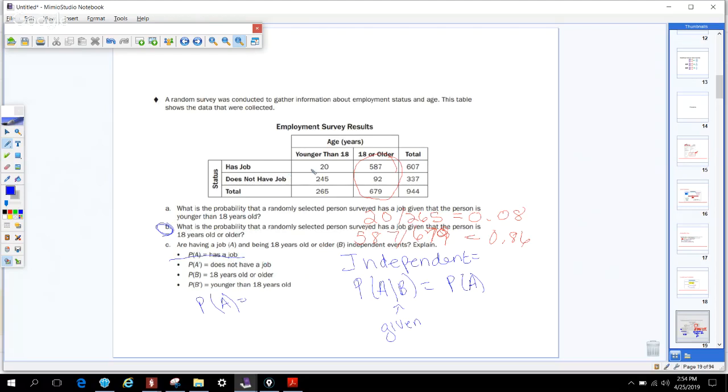All we're going to do is, how many people have jobs all together? 607. 607 people have a job all together. How many total people are there? 944. So I did the math for you already. That gives me 0.64. Does 0.64 equal 0.86? No. So because of that, it's not independent. Write that down. Not independent. Because 0.64 does not equal 0.86, it's not independent.